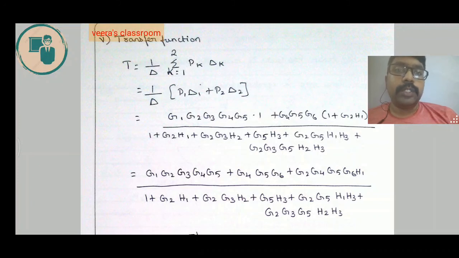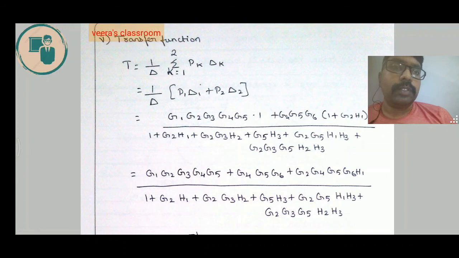So the final answer is the transfer function T is equal to g1 g2 g3 g4 g5 plus g4 g5 g6 plus g2 g4 g5 g6 h1, whole divided by 1 plus g2 h1 plus g2 g3 h2 plus g5 h3 plus g2 g5 h1 h3 plus g2 g3 g5 h2 h3. So we have found the transfer function for this control system by using this signal flow graph.